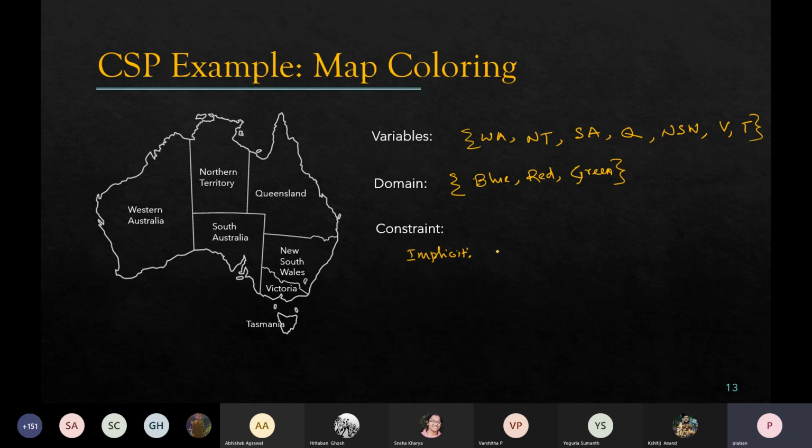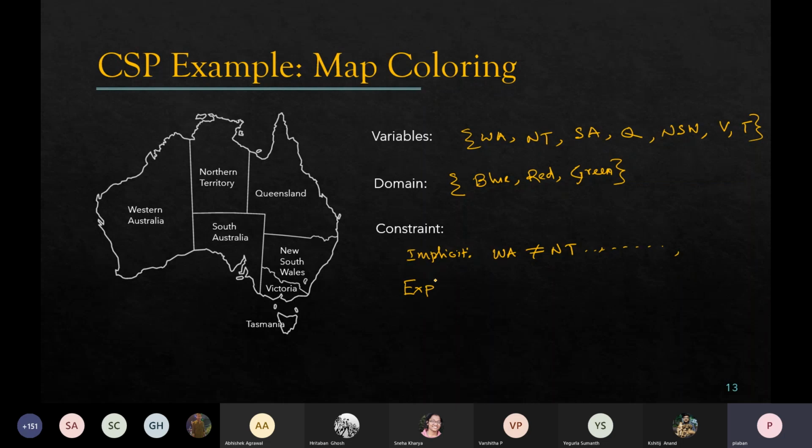So how do we define an implicit constraint here? Like Western Australia should not have the same color as Northern Territory, and Western Australia should not have the same color as South Australia. Yeah, we can go on writing like this, right?